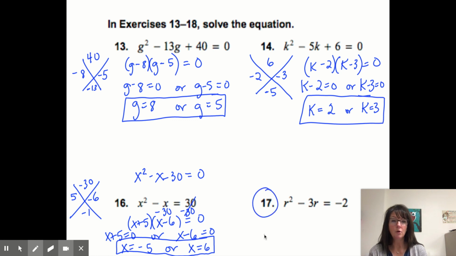And I'm going to let you work out problem number 17. Go ahead and solve the equation. Make sure that you put it in the right form first so that you have it equal to 0. And good luck.